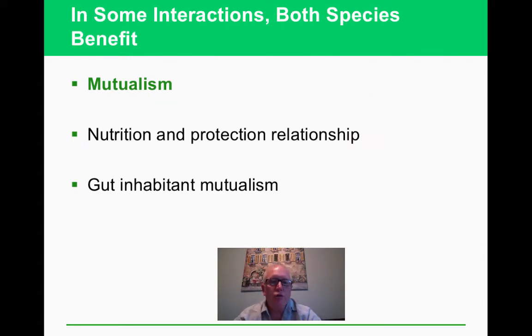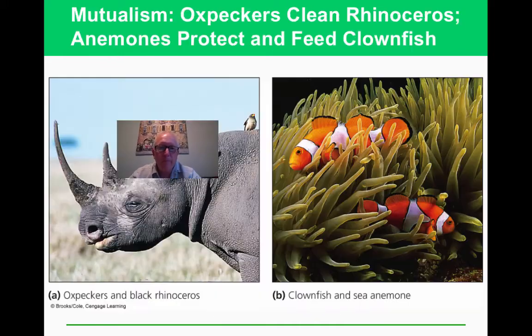Okay, so in mutualism, we've already talked about that, and in mutualism, both species benefit. We have bacteria that lives inside of us that helps us digest. That's actually a good thing, and they're happy to be inside of us because the food that they help to digest is coming their way pretty regularly if we're lucky.